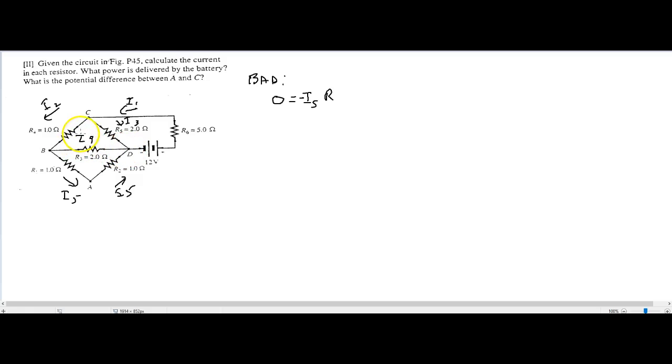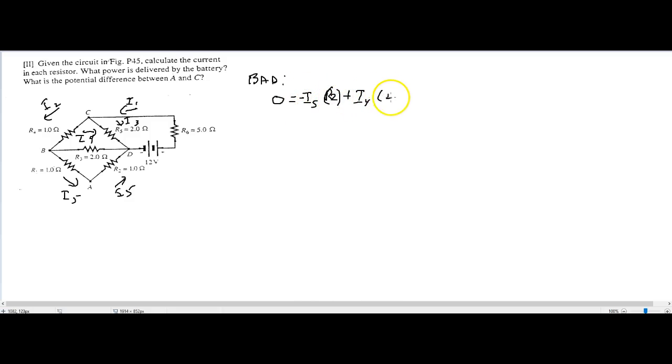Now, here's the tricky part. I4 I drew this way, right? Which means as I go this way, I'm going against the current, which means I'm going up the waterfall, right? I'm gaining potential, so this would end up being a plus I4. Oh, I just wrote down an R. The R is actually 2 for that. My apologies. Okay with that? Because I got a 1 ohm resistor here and a 1 ohm resistor here, so the resistance will be 2.